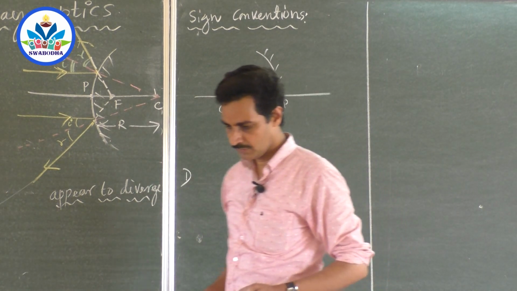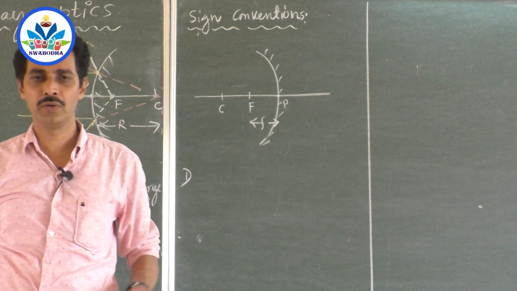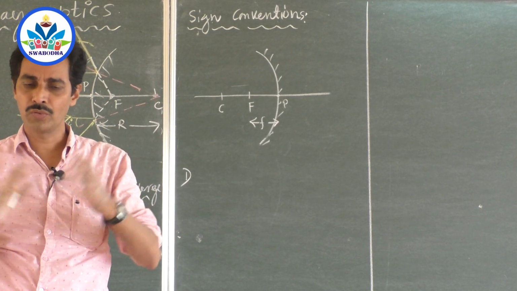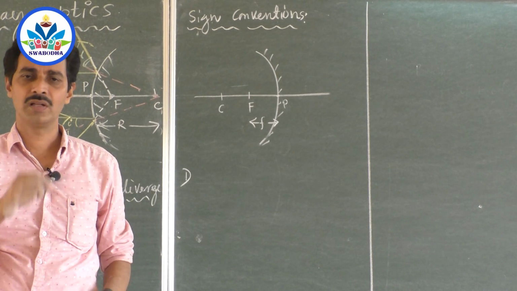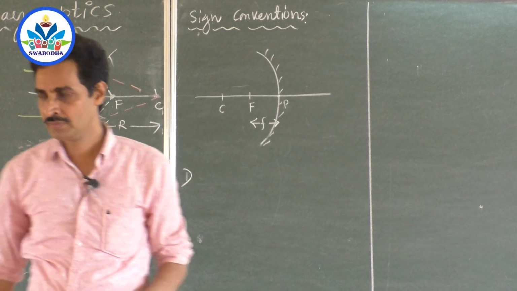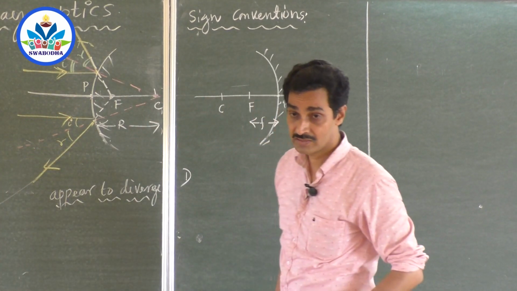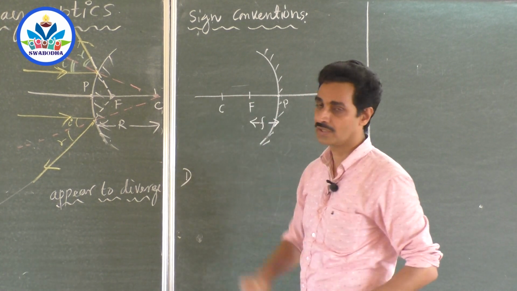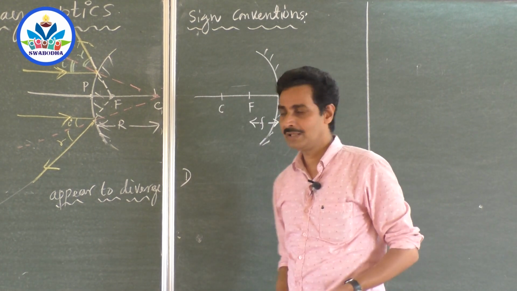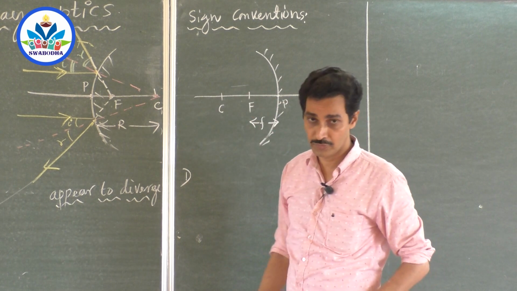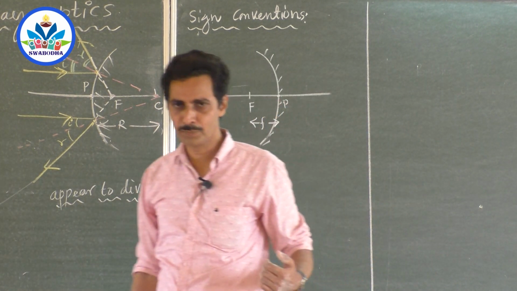First sign convention is all of us should follow the same method throughout the world. What is that? Measure all the distances from the pole. What is radius of curvature? Distance from pole to center. What is focal length? Distance from pole to focus. Everything is started from pole.